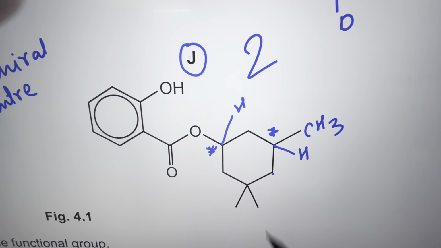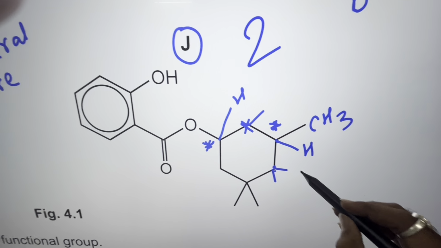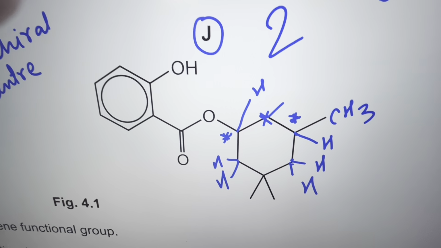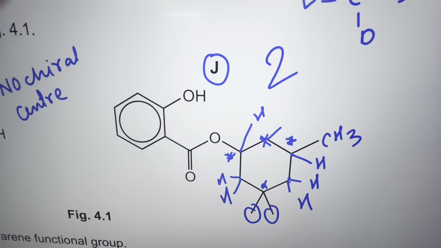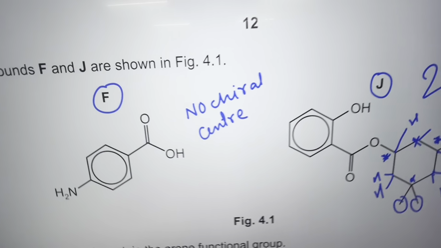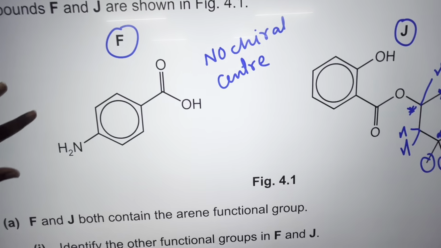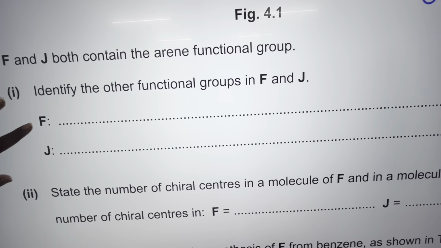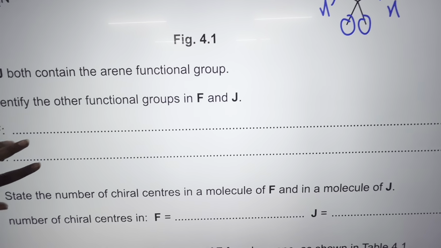Is this clear to you? This cannot be chiral because here I have 2 hydrogens. This cannot be chiral because here I have 2 hydrogens. This cannot be chiral because here I have 2 hydrogens, and this cannot be chiral because here I have 2 methyl groups. So in my structure I have 2 chiral centers. Is this clear to you? This question is very simple, and they ask about the chiral. The chiral concept we have already done in AS, so you will get the marks easily. This question carries 1 mark, sorry.